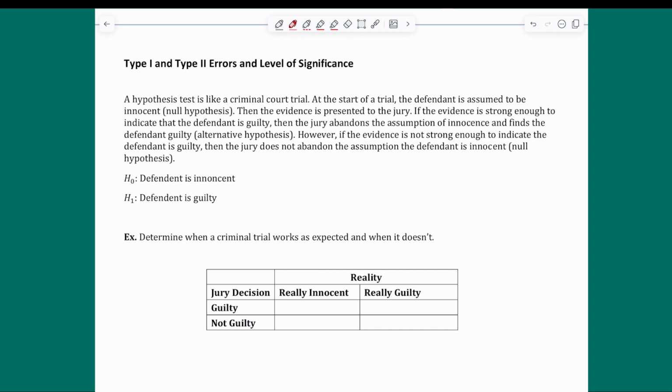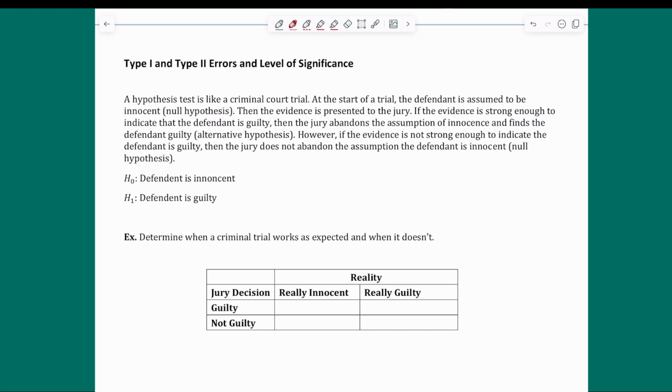Okay. If the evidence is strong enough to indicate that the defendant is guilty, then the jury abandons the assumption of innocence and finds the defendant guilty, which is the alternate hypothesis. However, if the evidence is not strong enough to indicate the defendant is guilty, then the jury does not abandon the assumption and the defendant is innocent, which is the null hypothesis. So think, you're assumed to be innocent until proven guilty, right?